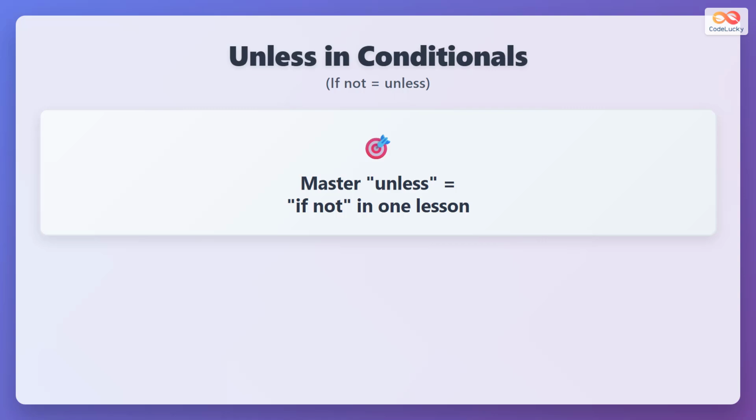Unless in conditionals means if not. Unless executes code only when a condition is false, while if executes when a condition is true. This lesson shows how unless equals if not in one simple concept.